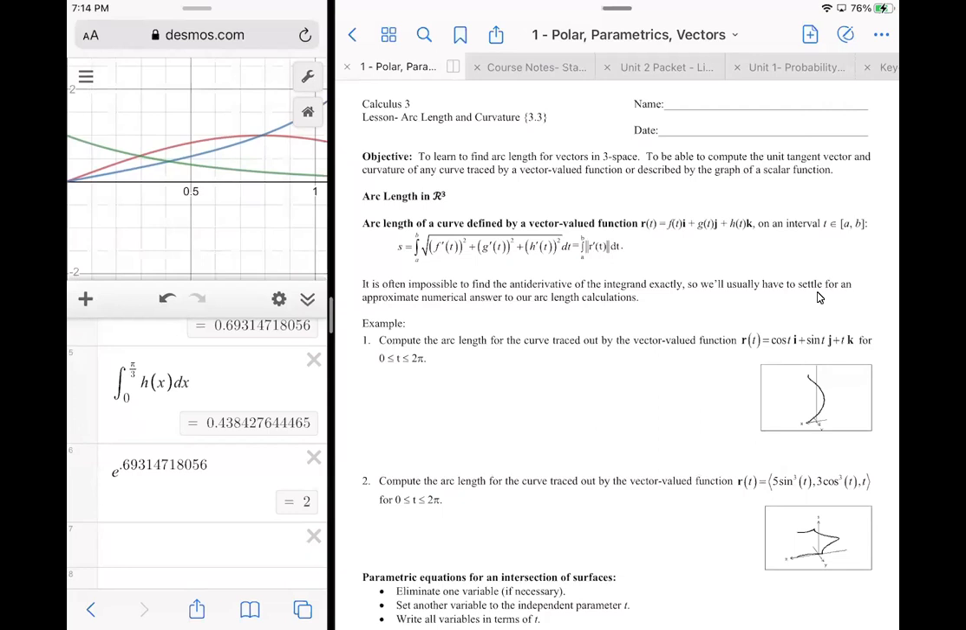Arc length. Look at that formula. Very, very similar, if not identical, to what you've been accustomed to. It's essentially the distance formula, right? Distance formula involving derivatives. So it's the sum of the squares of the derivatives under the radical. So what we're doing here is finding distances on an instantaneous level.